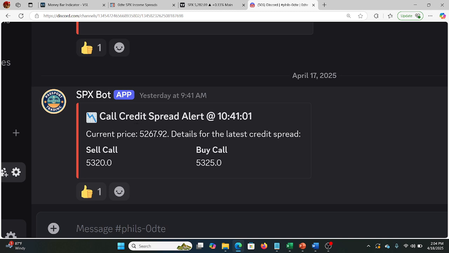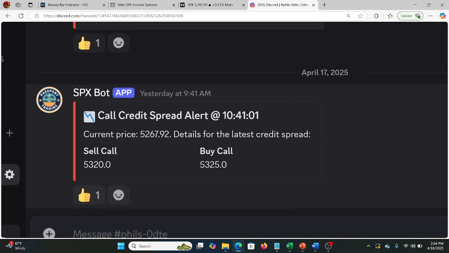So he basically put out an alert at 9:41, which is 10:41 because I'm in Central Time, so this would be 10:41 Eastern Time. And he said it was basically a call credit spread alert, which is really simple. If you don't know what it is, all you do is you buy a call at one strike and you sell a call to open at another strike. You need a margin account. You can do this with $10,000. It's not hard. It's very easy to do. So this was the alert.